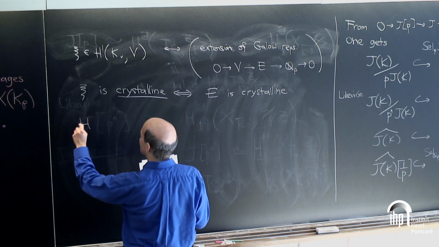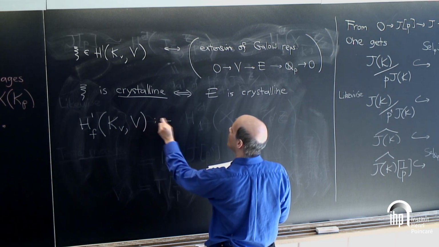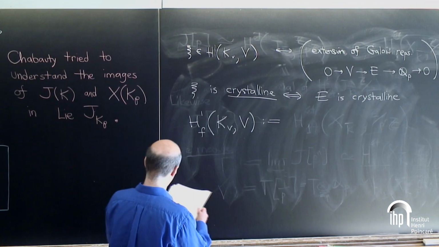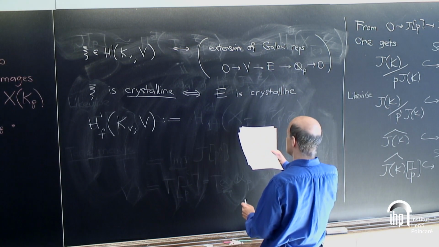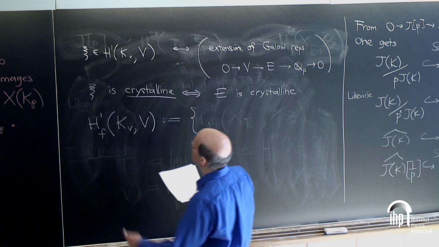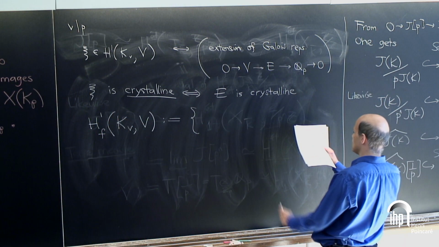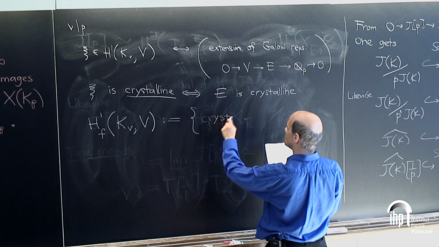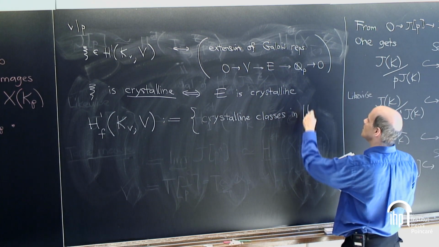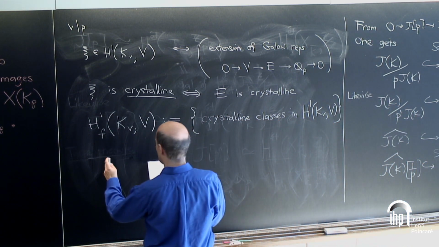Once you have that, then this F is a condition defining a subset of the entire group. V right now is going to be someplace above p. It doesn't have to be the curly p, but it's going to be one of those. Then you can define this to be all the crystalline classes in here. So that's some subgroup, some subspace.